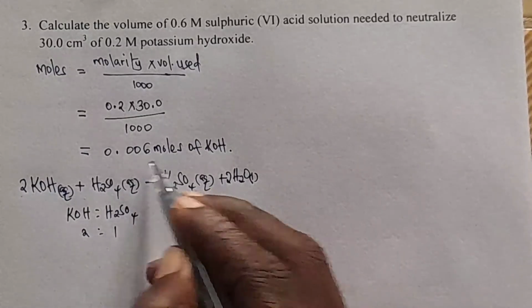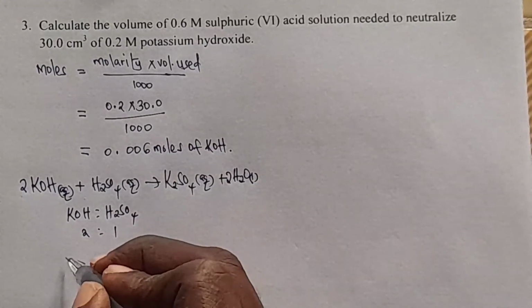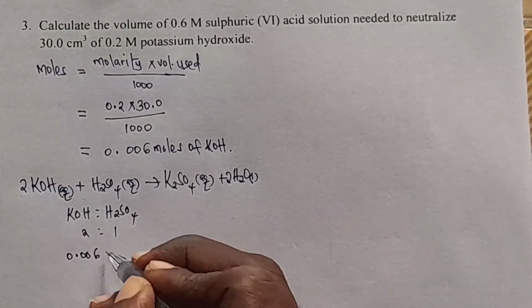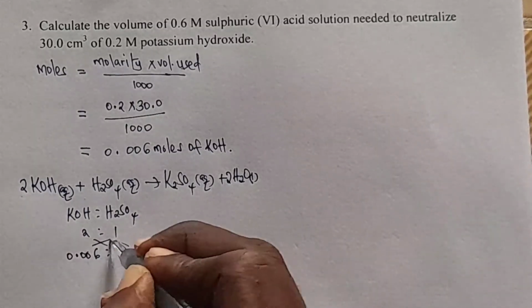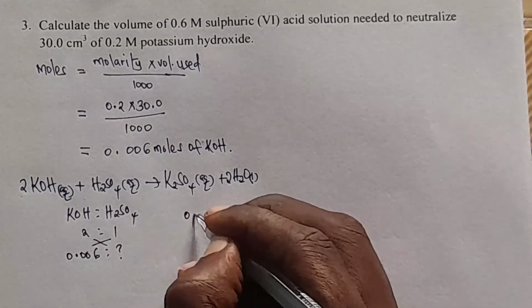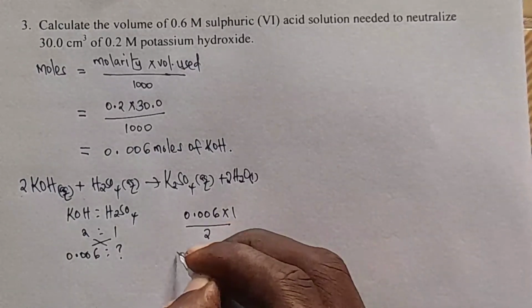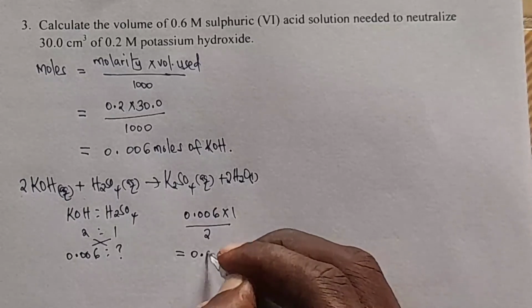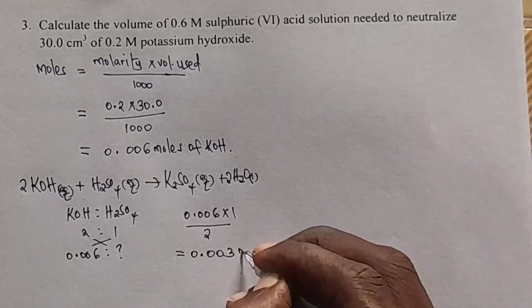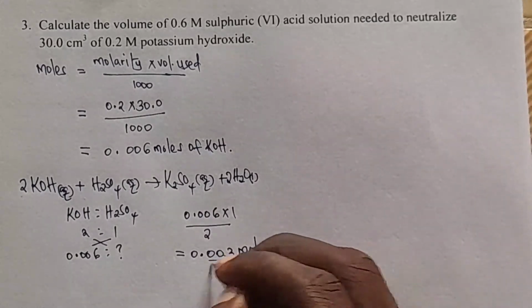We know the number of moles of potassium hydroxide, which is 0.006. What about the number of moles of sulfuric acid? We are going to say 0.006 times 1 divided by 2. This will be equal to 0.003 moles of dilute sulfuric acid.